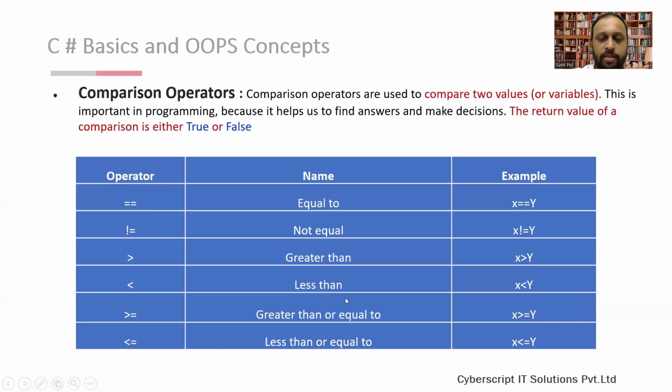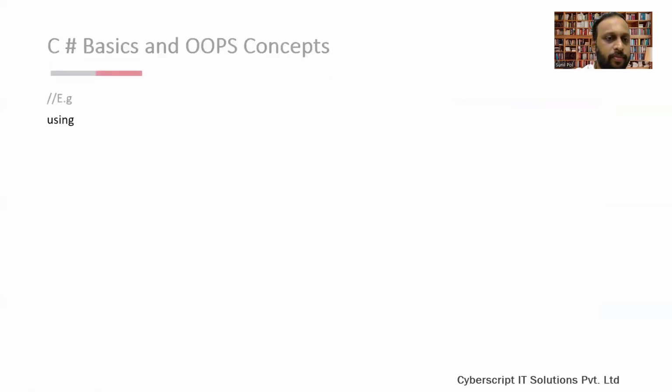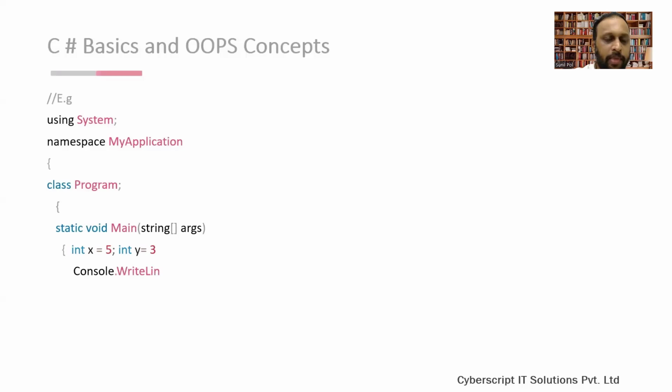So let's understand this with the help of code. So here I have declared one class program, and in static void main method, I have declared two variables of integer data type, and the value is x is equal to 5 and y is equal to 3. So in this line, on command prompt, I am printing the information x is equal to y, whether this statement is correct or not. As here x is equal to 5 and y is equal to 3. So these values are not matching. So that's why it will return false over here. Returns false because 5 is not equal to 3.